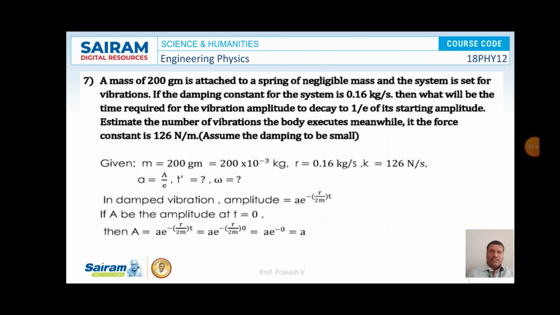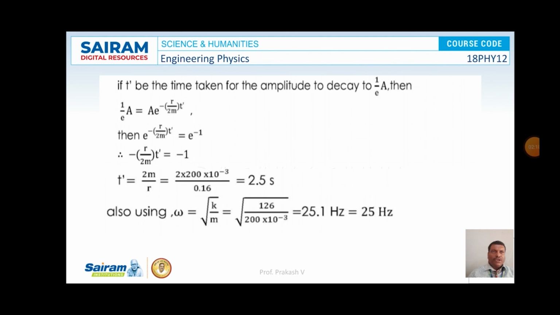And it is observed that A is equal to capital A by small e, and what is T and what is omega. In damped vibration, amplitude is equal to A into e to the power minus R by 2m into T. If A be the amplitude at T equal to 0, then capital A is equal to A e to the power of minus R by 2m into T. So finally we are going to get A into e to the power minus 0, that is nothing but A. If T be the time taken for the amplitude to become 1 by e times A, then 1 by e times capital A is equal to A into e to the power minus R by 2m into T.